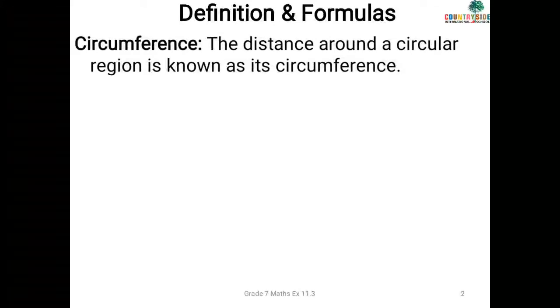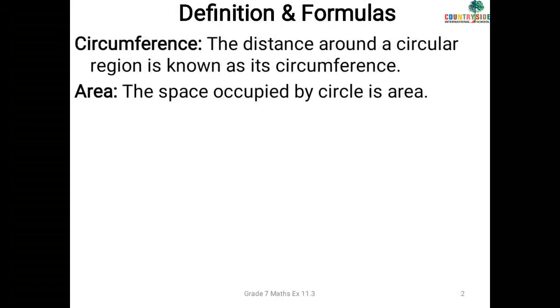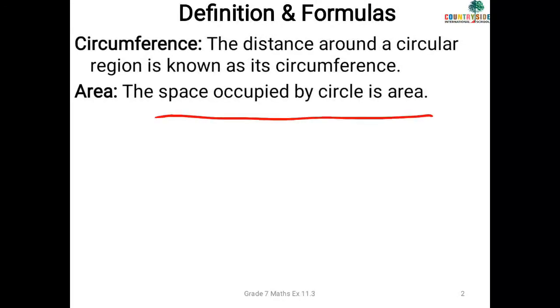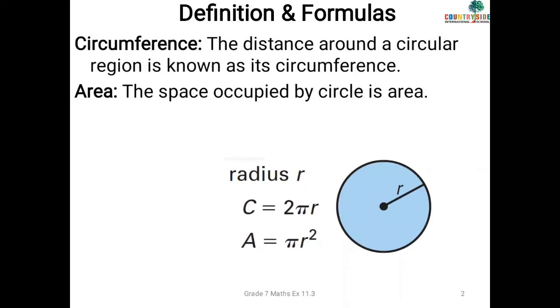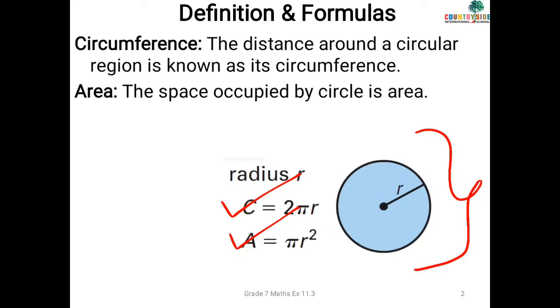The circumference of a circle is the distance around the circular region. Now area: the space occupied by the circle is called area, a very basic definition. And here are the formulas. Circumference is denoted by C, so C equals 2 pi r. This is the formula to find the circumference of a circle. And the area of the circle is pi r square. I want everyone to note down these two important formulas: circumference of a circle and area of the circle.